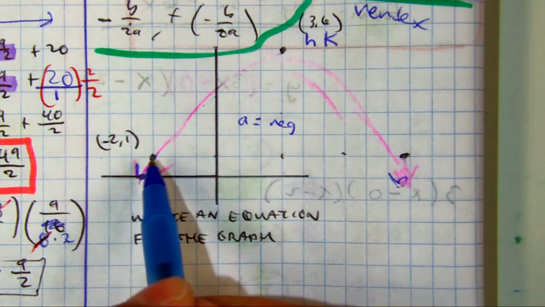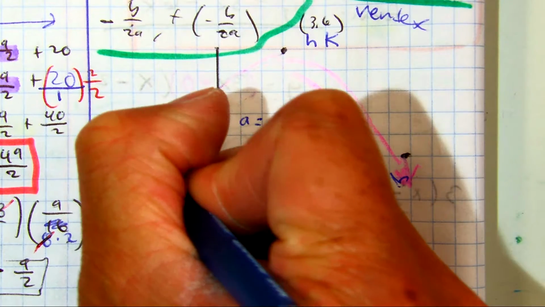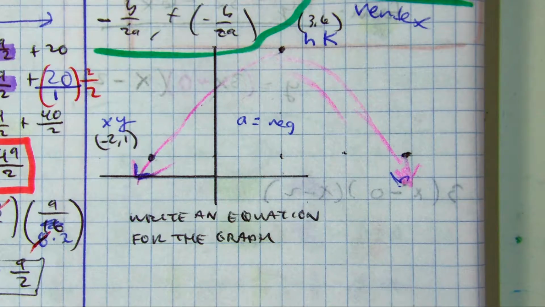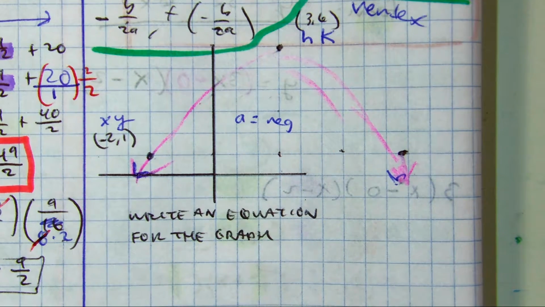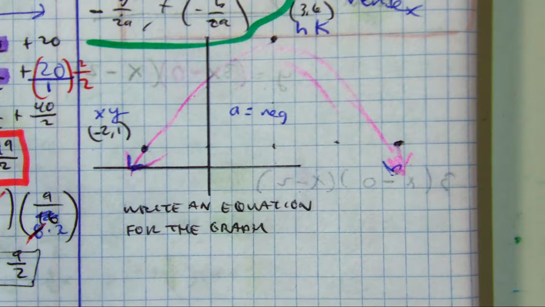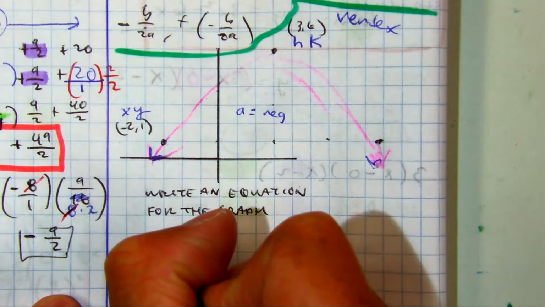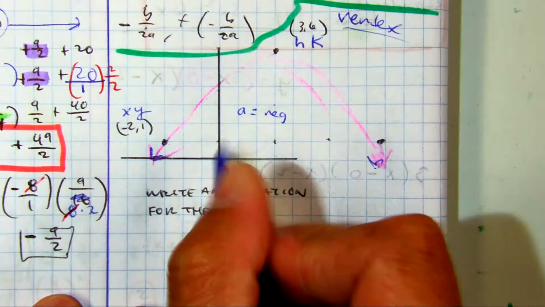What's this? You got an ordered pair. X, Y. Okay. We have to write an equation based on this graph. So based off of this information, which form should we use? Well, I see the word vertex. Let's try the vertex form.